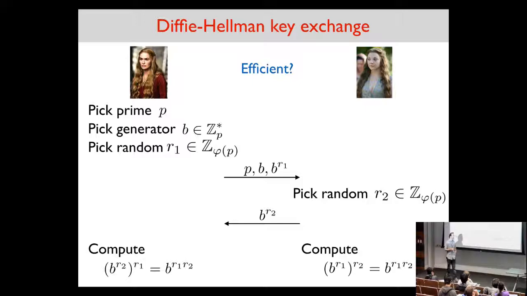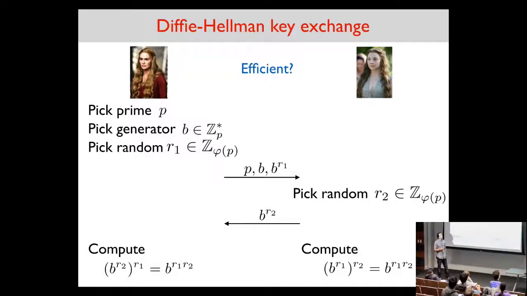Picking a generator b in Zp star is tricky, actually. It turns out that for this, you want to know the prime factorization of p minus 1. But there are ways to do this efficiently.